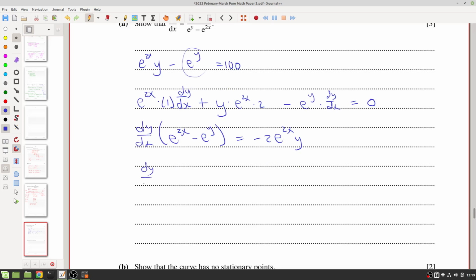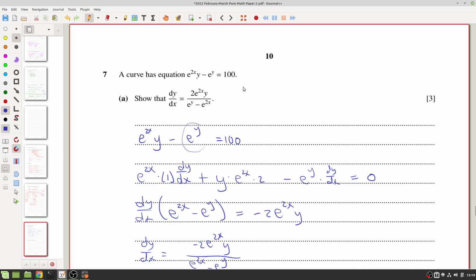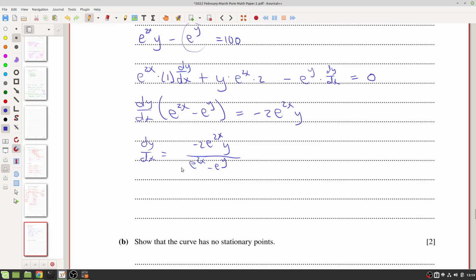So dy/dx equals negative 2e^(2x) y over e^(2x) minus e^y. Is that what they were looking for? Almost. They just switched the negative. To show you again, if we've got negative a over b, that's the same as a over negative b, and that's the same as negative a over b. So each of those is correct.